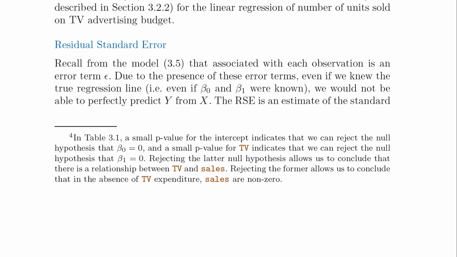So what we're saying is we have enough data to conclude that if we didn't spend anything on TV marketing, the sales would still be greater than 0, because beta naught is the y-intercept. It gives you the output when the input is 0, and in this case, an input of 0 means 0 advertising budget.